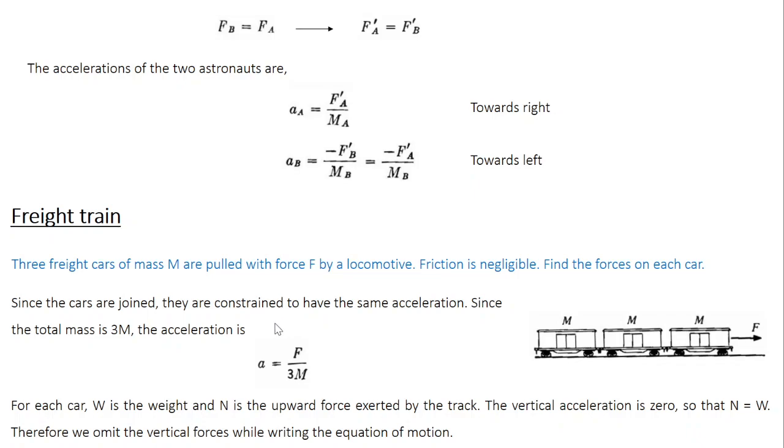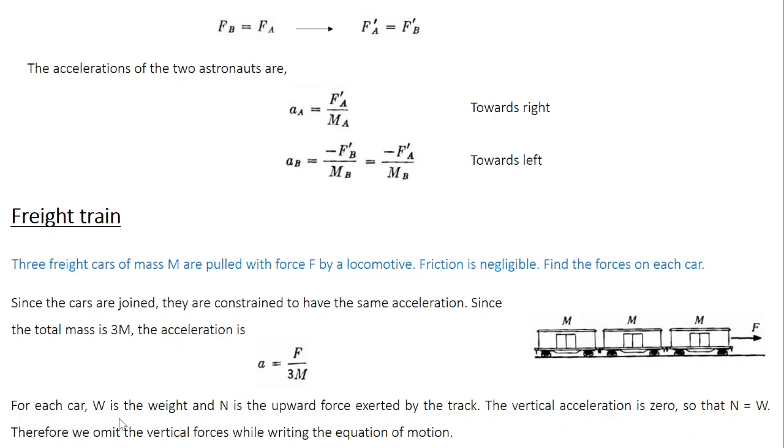So first let's write the constraint equation here. Since the 3 compartments are joined, they are constrained to have the same acceleration. So what is the acceleration? You can calculate acceleration by dividing the total force F by the total mass, which is m plus m plus m, 3m. So acceleration is F by 3m, and acceleration is the same for all the 3 cars.